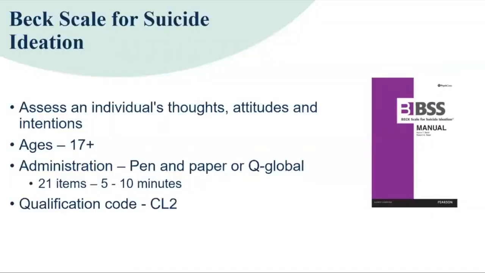And finally, the Beck Scale for Suicide Ideation. This is used by clinicians and it assesses the individual's thoughts, attitudes, and intentions based on the past week. It is a clinical rating instrument that helps you detect and measure the severity of suicide ideation in those 17 and above. It's also useful for monitoring suicide ideation of patients who are known to be at risk. It is a 21-item self-report instrument and takes around 5 to 10 minutes to complete and can be administered in pen and paper format or on Q Global with a CL2 qualification code.